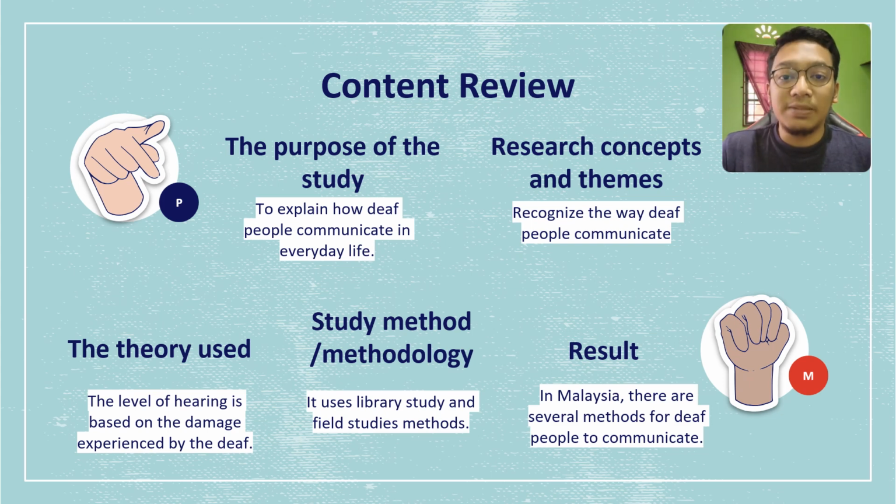Next is the study method. It uses library study and field studies, which are interview and observation methods. Lastly, the result is that in Malaysia, there are several methods for deaf pupils to communicate. For example, Malaysian Hand Code, American Sign Language, Chinese Sign Language, and various unofficial methods used by the deaf.